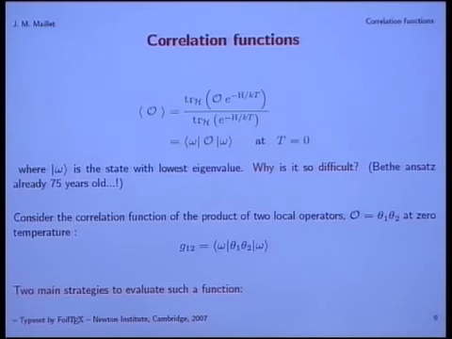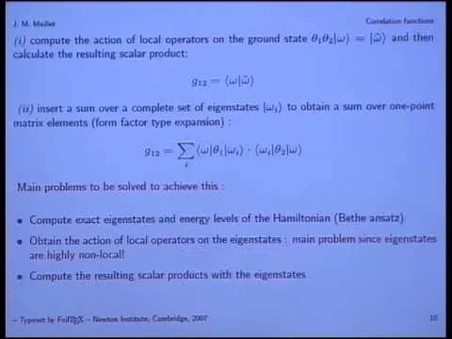They are, for example, your spin sigmas in site 1 and in site m. There are two strategies you can imagine to evaluate such an average value. The first strategy is you compute the action of your local operators on the ground state, and you get a new state, omega tilde, which of course is not an eigenstate anymore. And then you calculate the resulting scalar product, omega to omega tilde, and you have your correlation function.